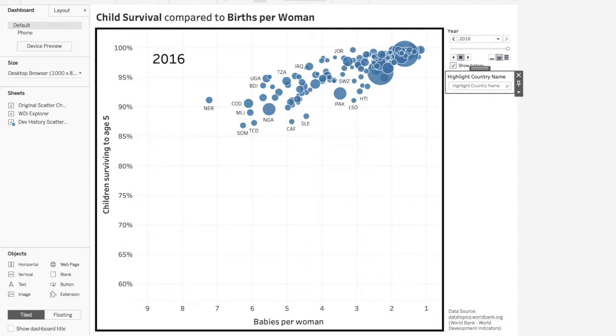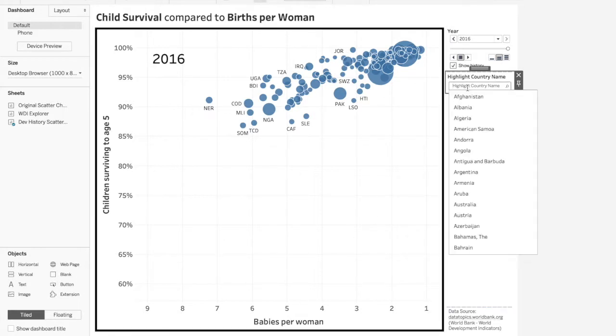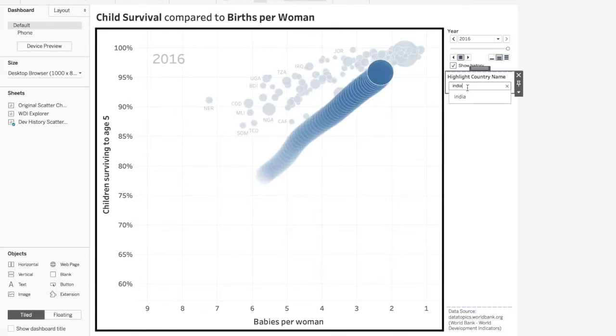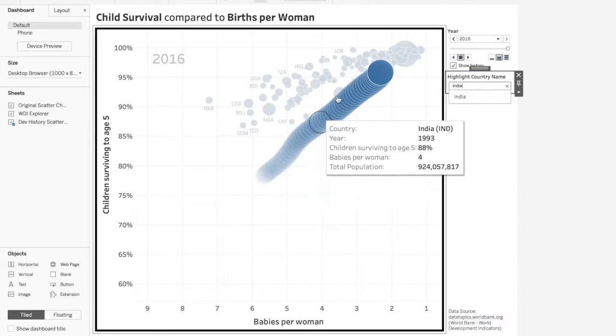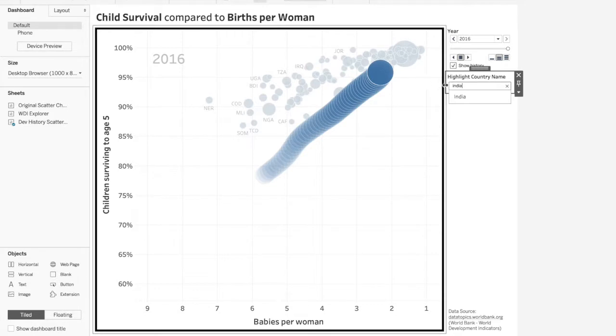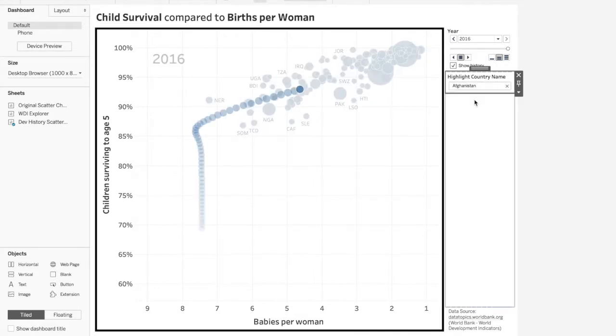So if I'm trying to test what is the correlation between babies per woman and children surviving to age 5, what I'll now do is drill into the development history for a couple of specific countries. When I look at India, for example, there appears to be a really strong correlation. There's this diagonal line going from 1969 all the way up to current. But when I look at other nations, that doesn't necessarily hold true.